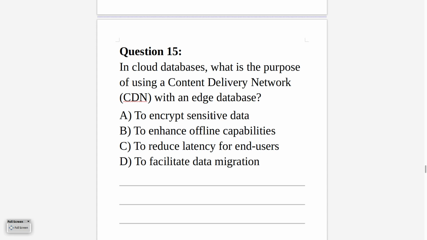To encrypt, nothing to do with that. To enhance offline capabilities, I don't even know. I mean, if you're offline, how do you access a CDN? I don't really understand that. Unless somehow you were connected to it, it would be caching the origin, but I don't think this is right. To reduce latency for end users, it's got to be this. To facilitate data migration, no, nothing to do with migration. It's got to be C, reduce latency for end users. Let's have a look. 15.